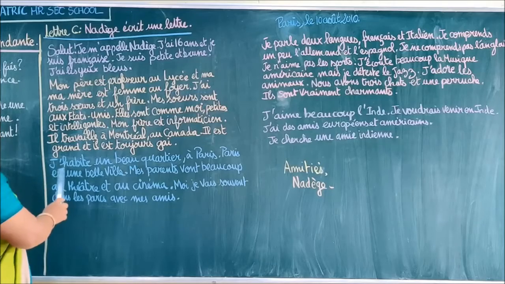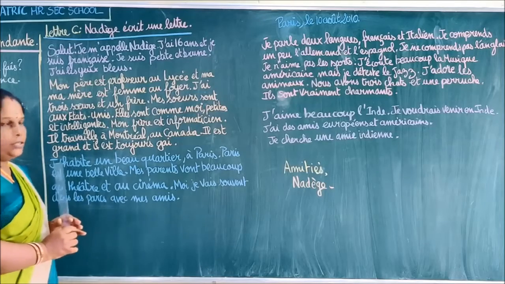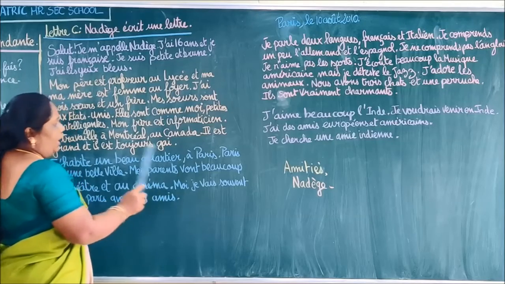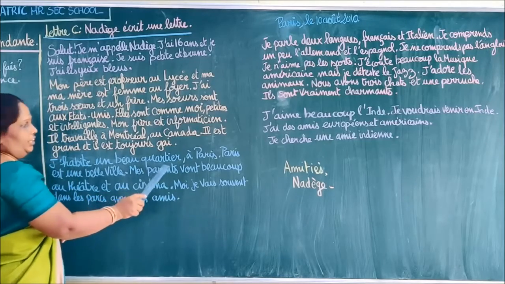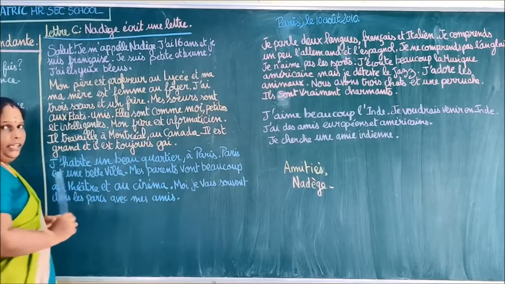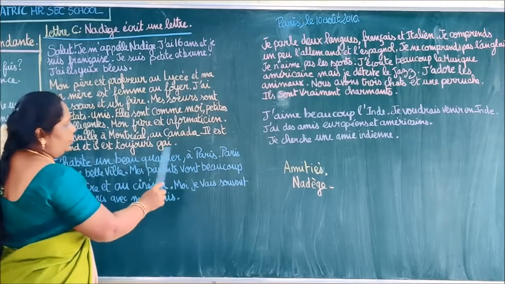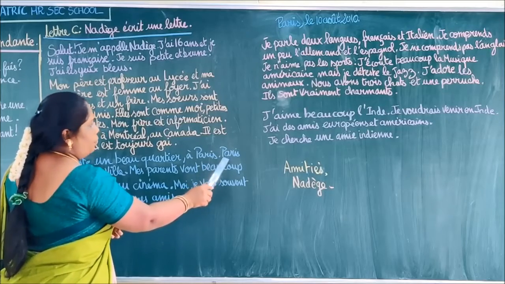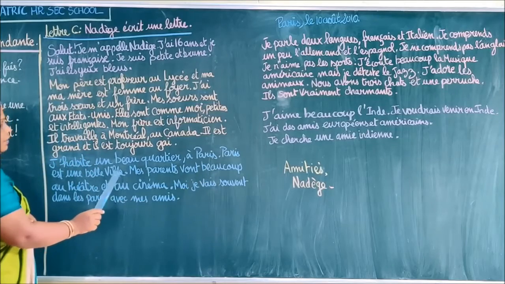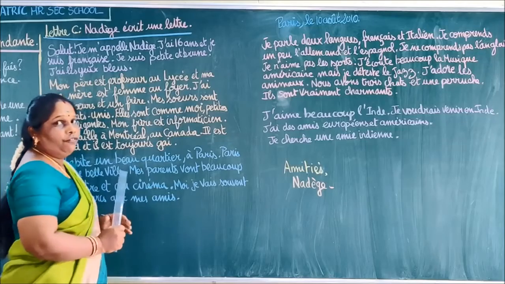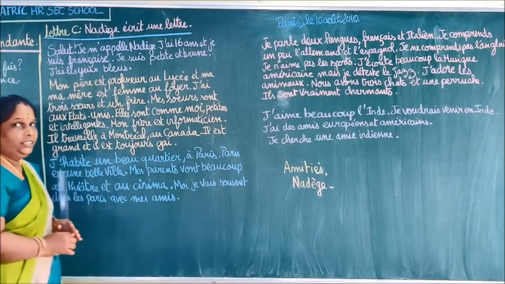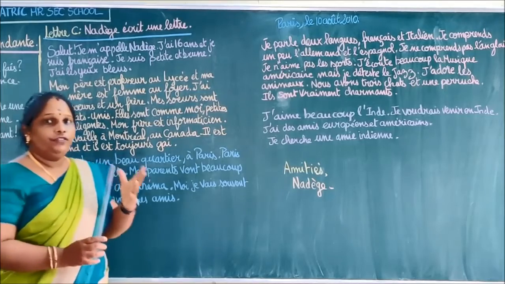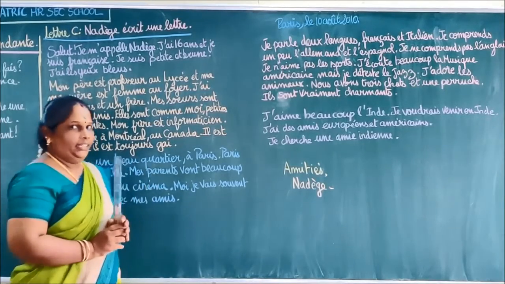And now she is going to tell where she lives. J'habite un beau quartier. I live in a beautiful area. Quartier means area. I live in a beautiful area in Paris, à Paris. Paris est une belle ville. So Paris is a beautiful city, isn't it? So we saw about France. Paris is a beautiful city, city of lights.